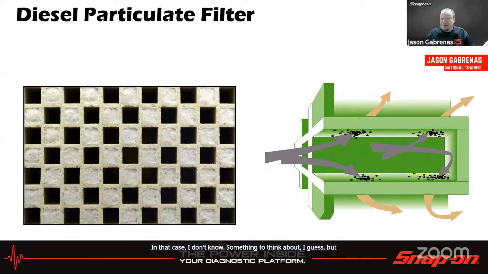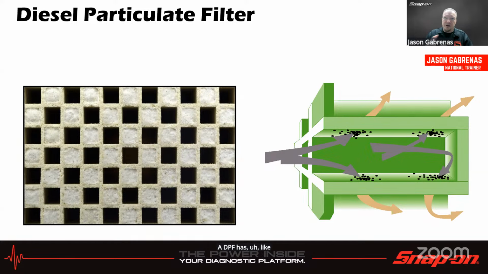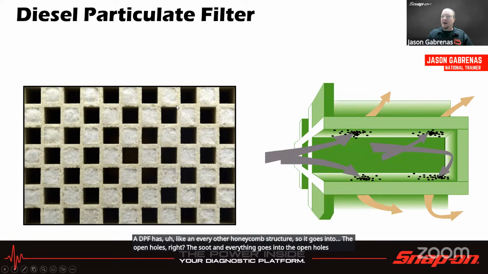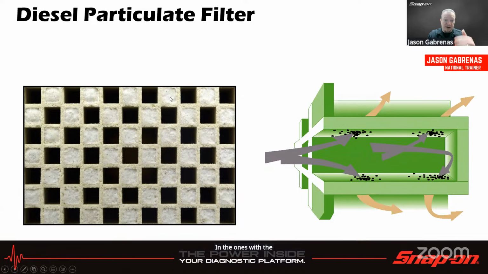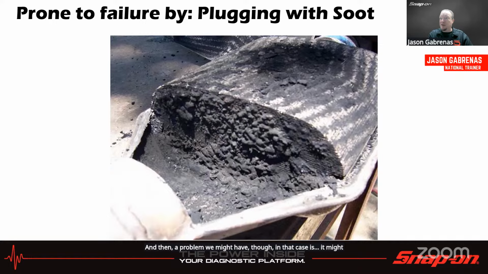But hey, it's stuff that's out there. We have to deal with it. But I'm not sure it's not necessarily causing more problems than it's worth. Anyways, a DPF has an every-other-hole honeycomb structure. The soot and everything goes into the open holes and gets caught in the ones with the closed holes, so we don't have any extra stuff going through there. You can see it goes through an open hole and then it gets caught in here. And then a problem we might have in that case is it might get plugged up with soot. Once it gets to this point, you're going to have to replace it.